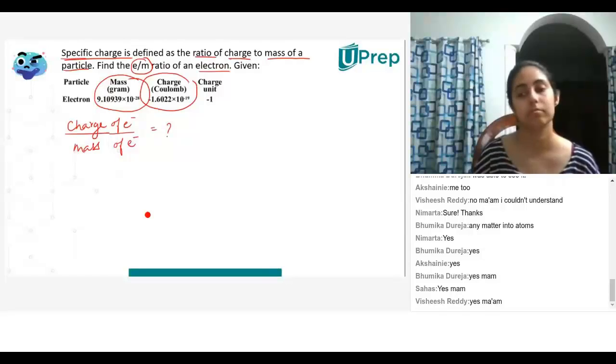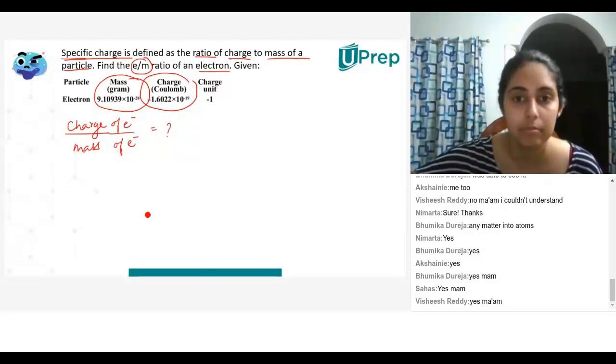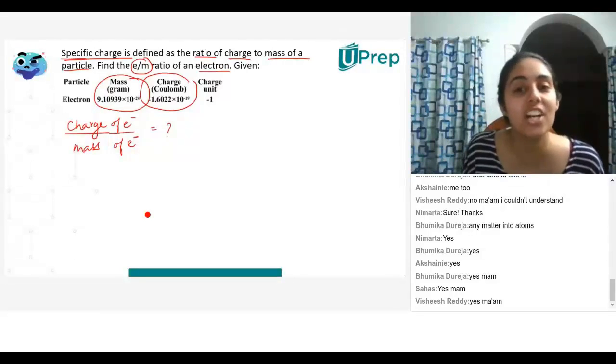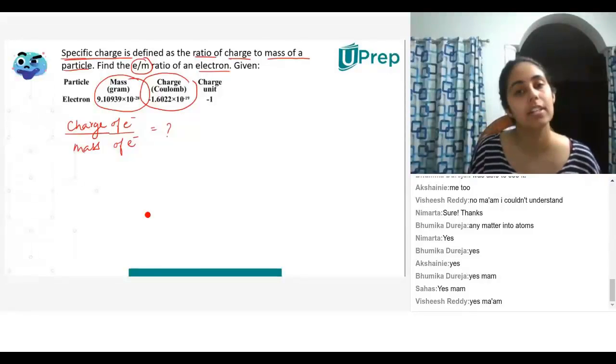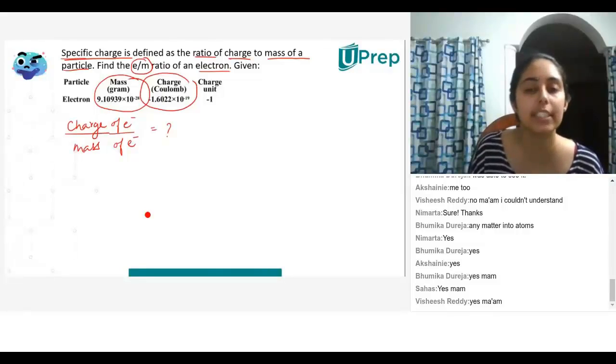Ma'am, can you explain the E by M ratio again? E by M means charge divided by mass. Okay, so the charge of the electron is given, the mass of the electron is given. You just need to divide those two things. Divide charge by mass and tell me what answer you get.